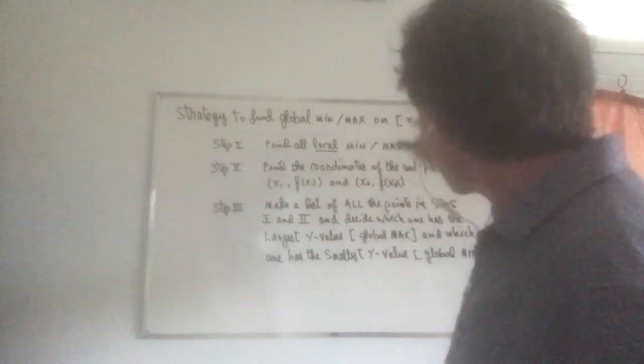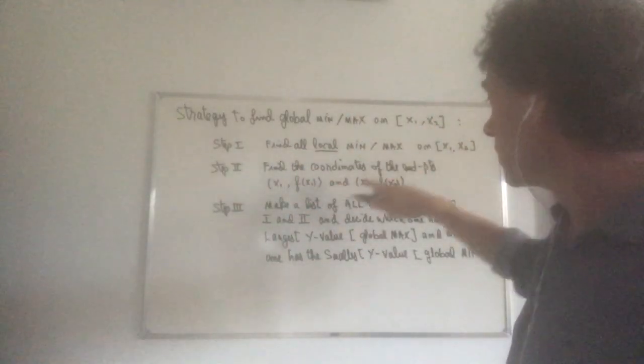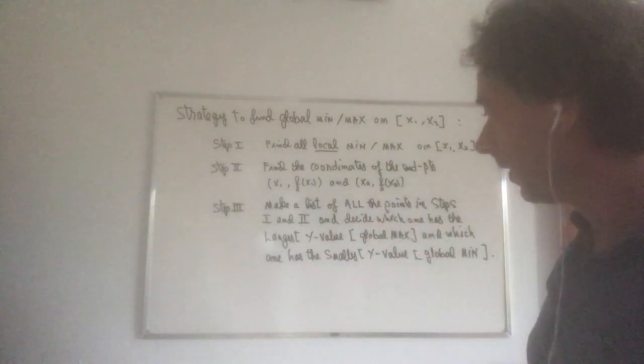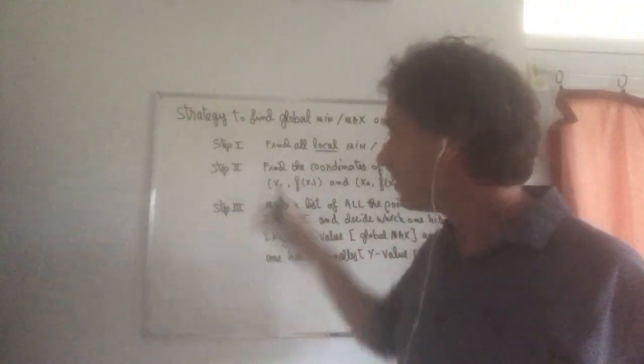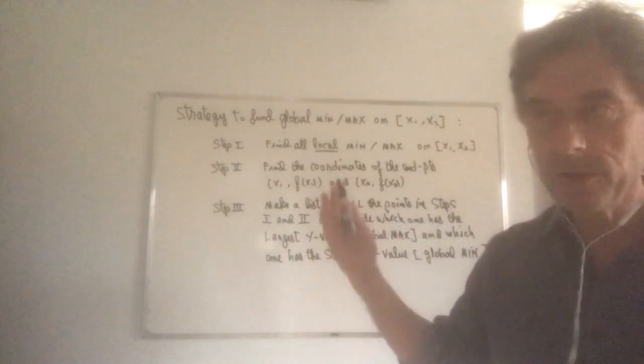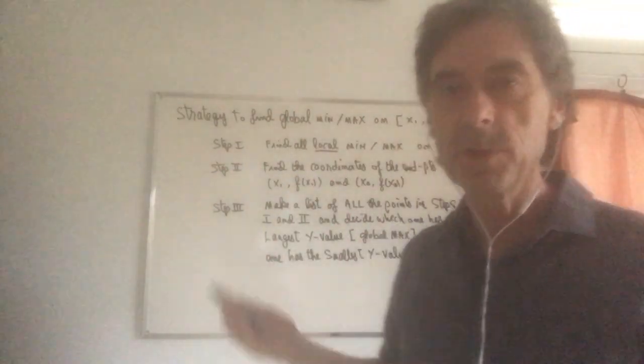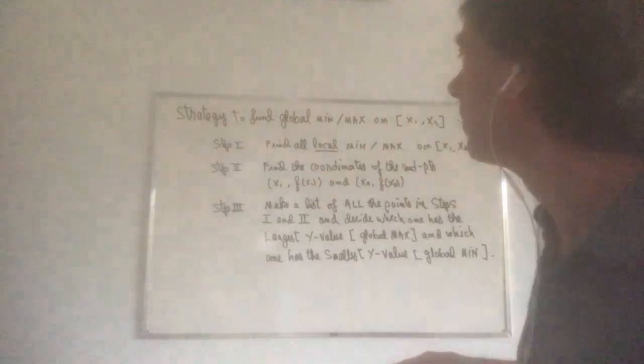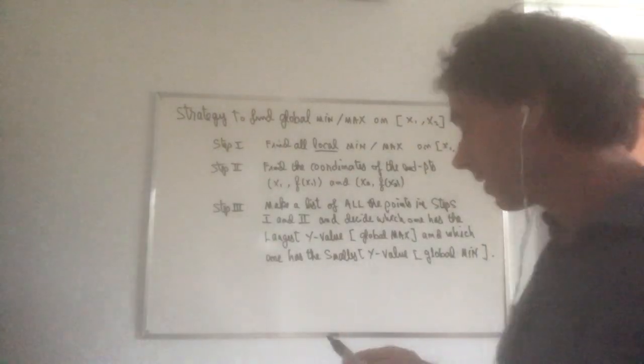Step 2 is easy. You take the endpoints and you calculate the y value for each. Step 3 is easy. You make a list of what you found in the first 2 steps, and you make a decision in terms of which one is the highest, which one is the lowest. That's what we're going to do on the next example.